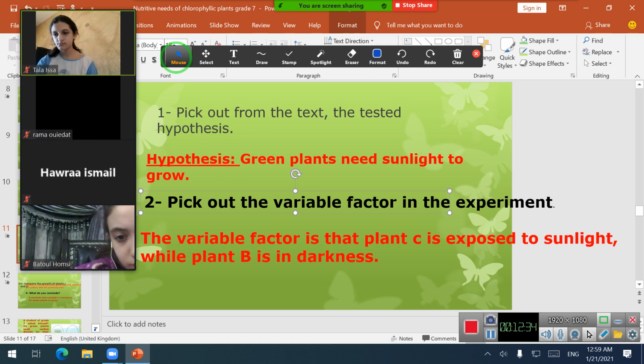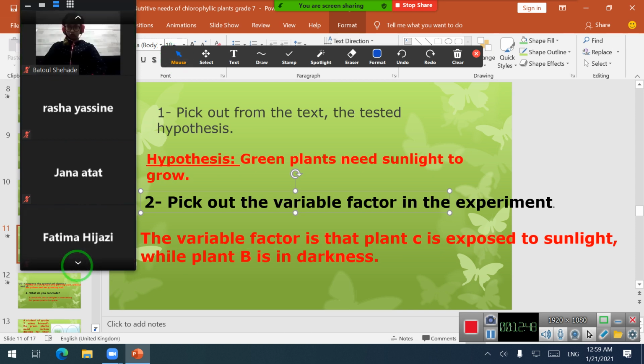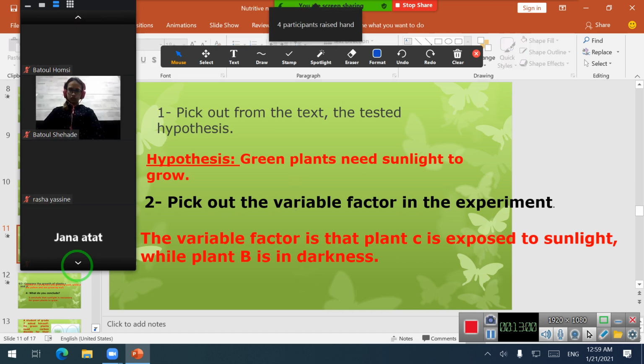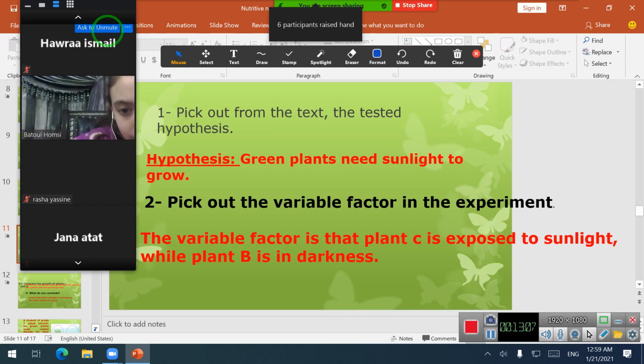While in number 2, we have to pick out the variable factor. Variable factor means the difference between C and D, as we said before. The variable factor is that plant C is exposed to sunlight, while plant D is not exposed to sunlight. Who can give me a conclusion about this experiment? The conclusion will be as the given hypothesis. You have to answer the hypothesis. What do you think, Batul, the green plant needs in this experiment?